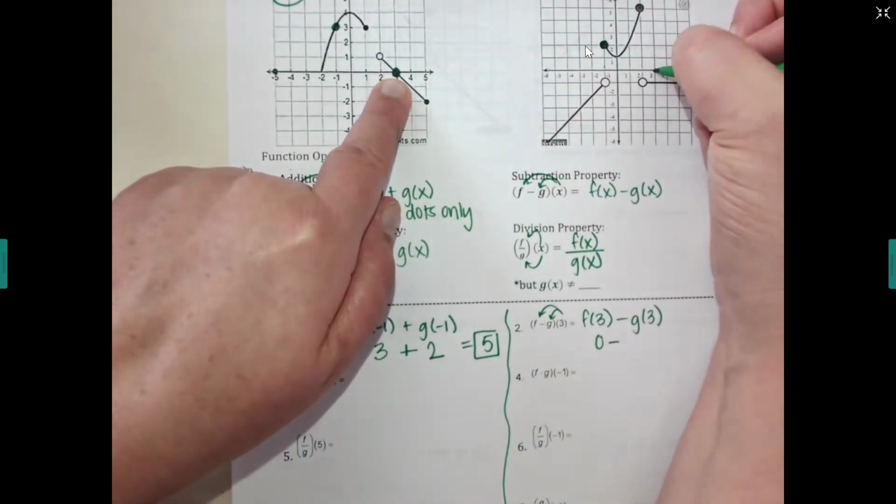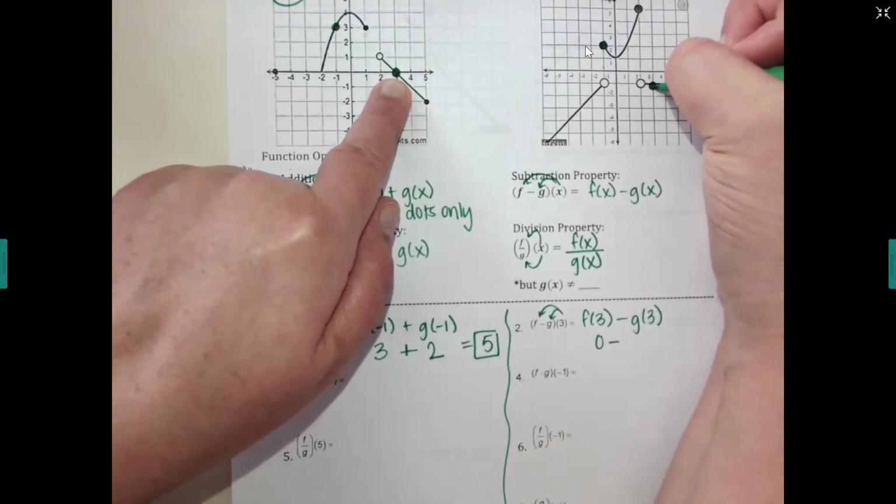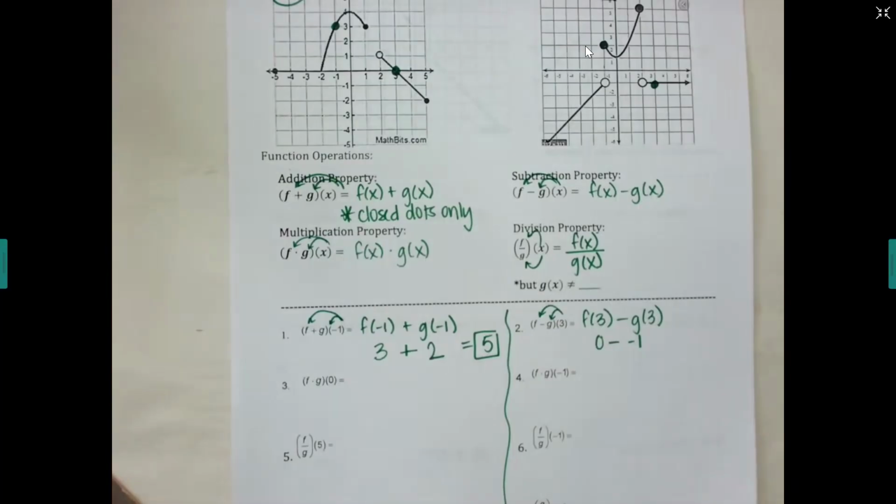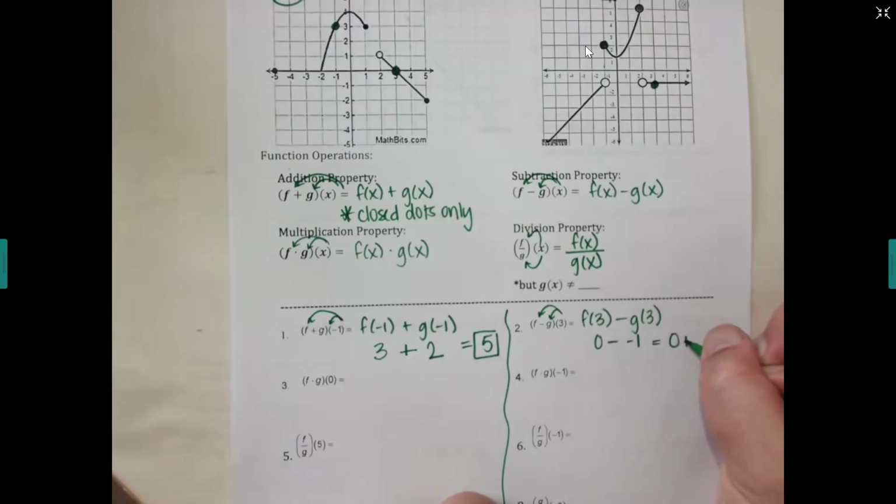Then I go to G of 3 over here. Remember, 3 is the X value. To stay on the graph, I'd have to go down 1, so that's a -1. And whenever you minus a -1, we should know that's the same as a plus. So really, this is 0 plus 1, which is 1.